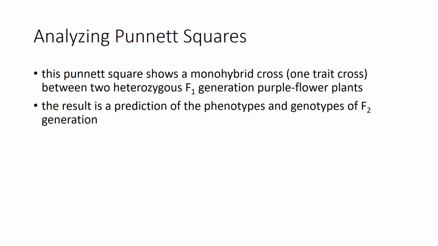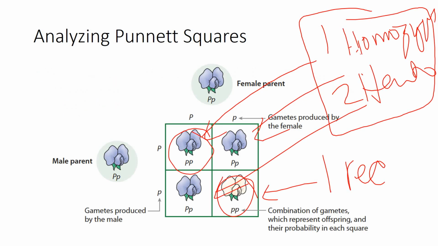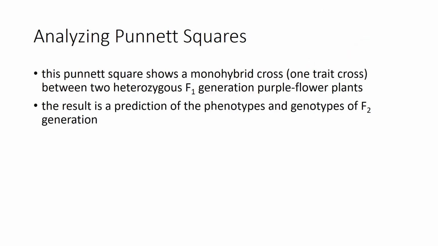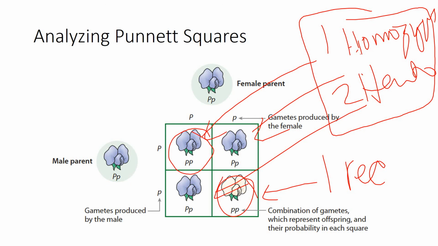So this Punnett square shows a monohybrid cross, a one-trait cross, between two heterozygous F1 generation purple flowers. When we say monohybrid, that means there's only one trait that we're looking at, but they're hybrid, so they have to be heterozygous. So the result is going to be a prediction of genotypes and phenotypes of the F2 generation. What we saw is our F2 generation would show up as 3 purple and 1 white. And for genotypes, it is going to be 1 homozygous dominant, 2 heterozygous, and 1 homozygous recessive.